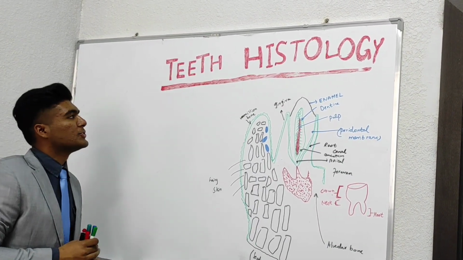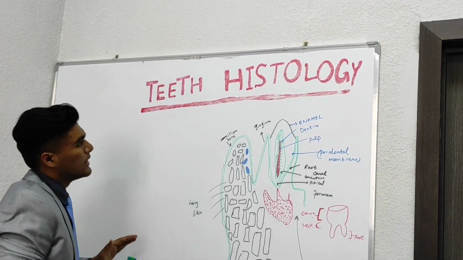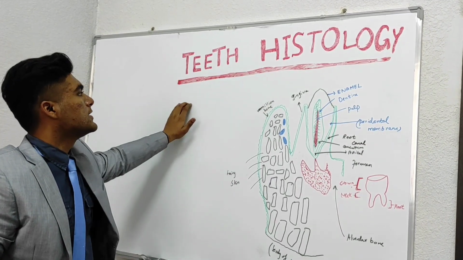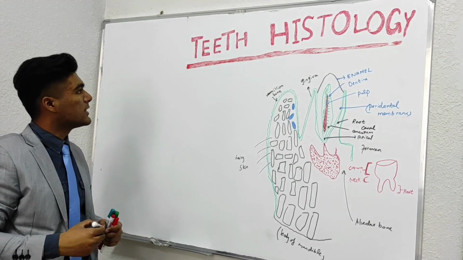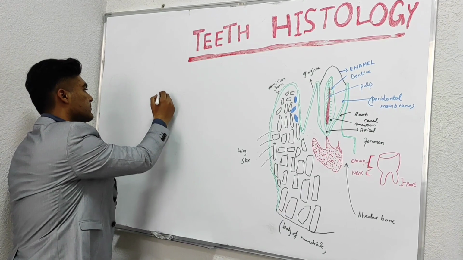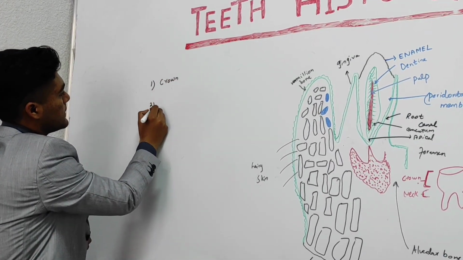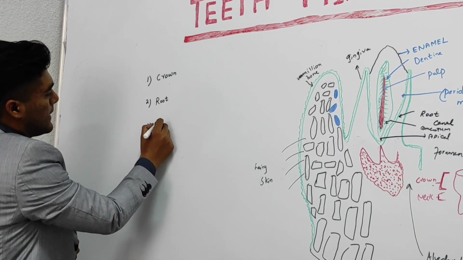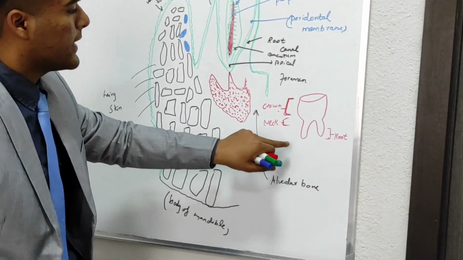Today we have a very interesting topic, teeth histology. Focusing on these two words, we came to know that we are going to study teeth at a tissue level in this presented topic. So first of all, when we study teeth at a tissue level, we must know three things about teeth. First is crown, second is root, and third is neck. Now I am going to show you the diagram of crown, neck and root.